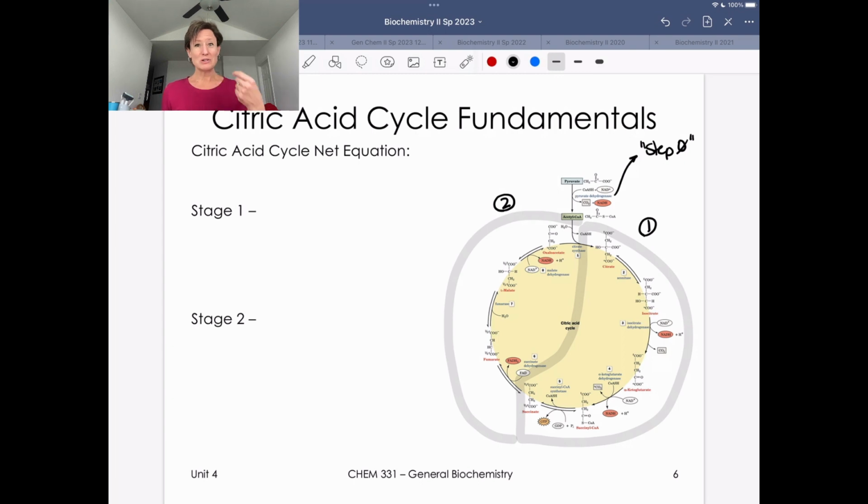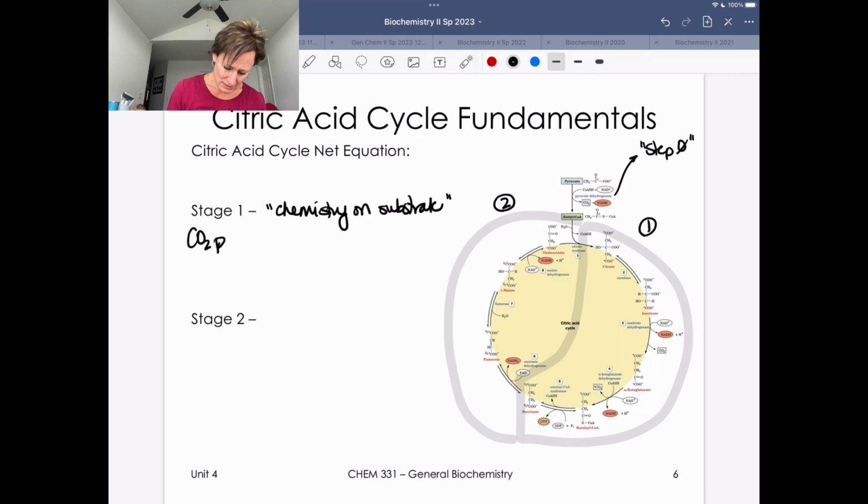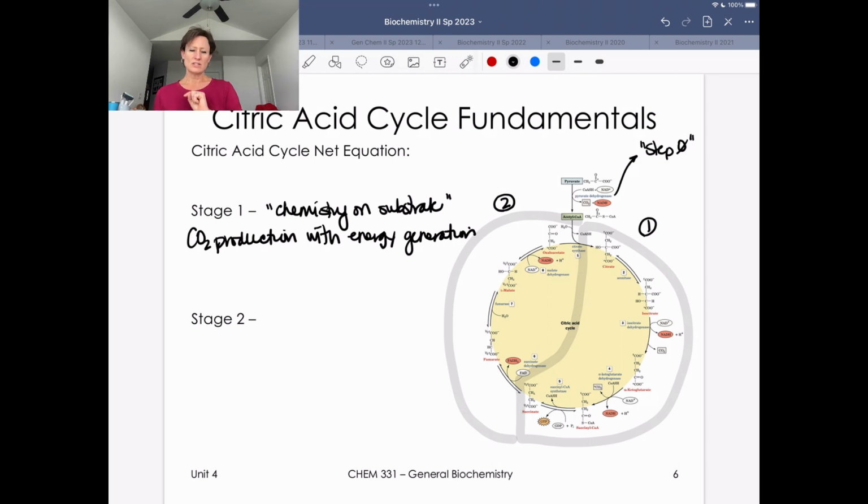So if we think about these two halves of our cycle, I want you to think about some terminology that we used when we talked about enzyme active site. I want you to think about stage 1 as being like chemistry on the substrate. And so what we're going to see in this first half of our process is carbon dioxide production with energy generation.